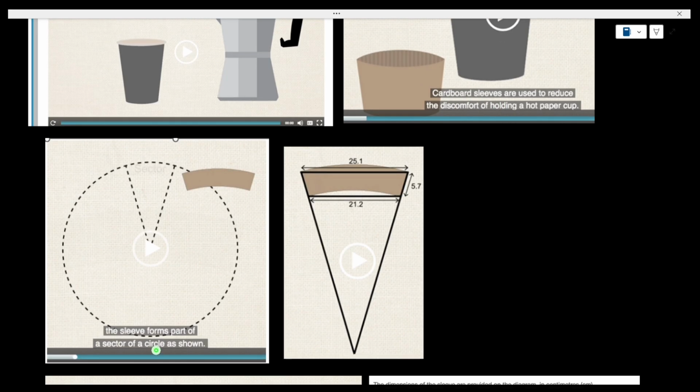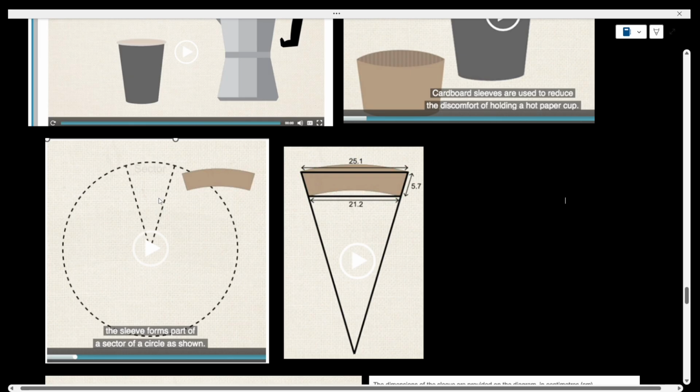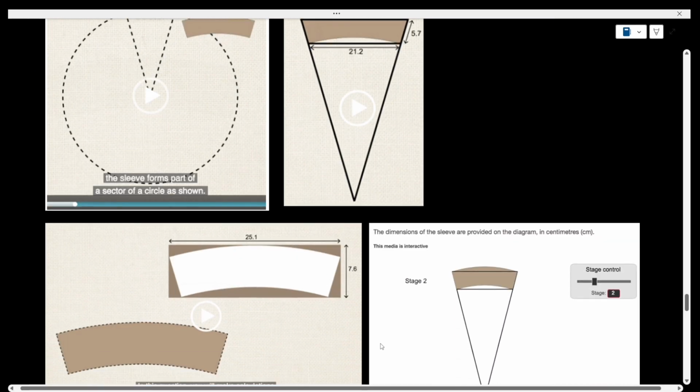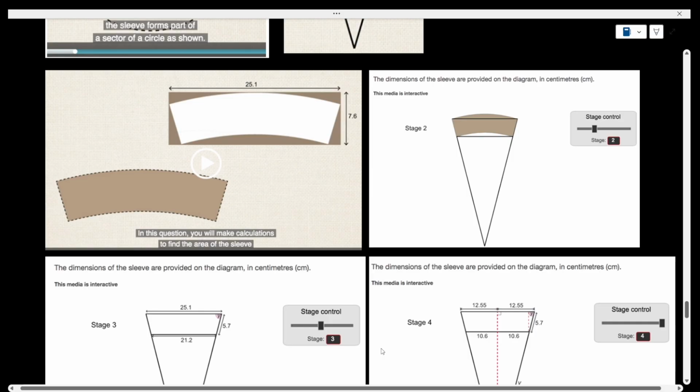Now here what is written: the sleeve forms part of a sector of a circle as shown. Here you can see that this is a sleeve which is forming part of the sector. This is the brown colored part, it is part of a sector, the sleeve of the cup. Now, what is given? The dimensions are also given here.